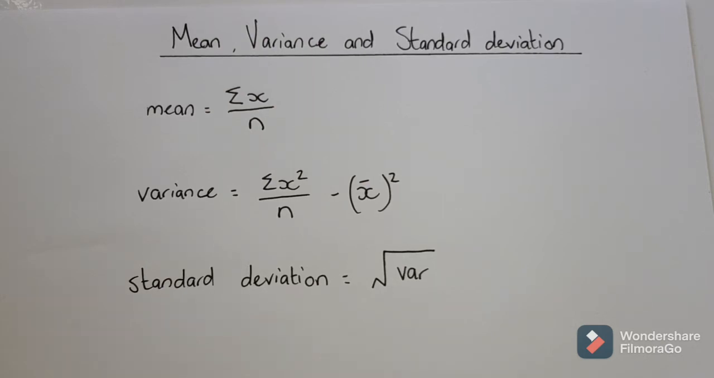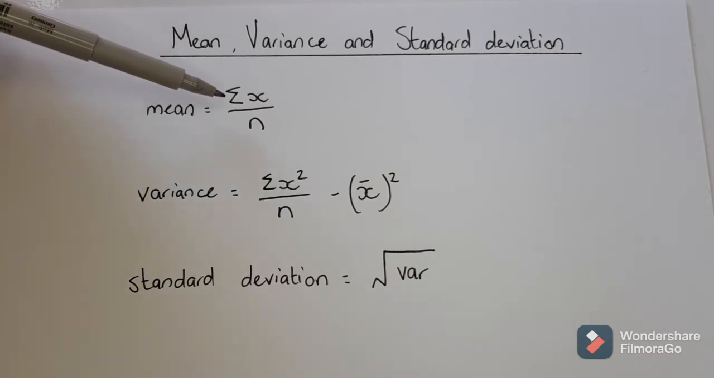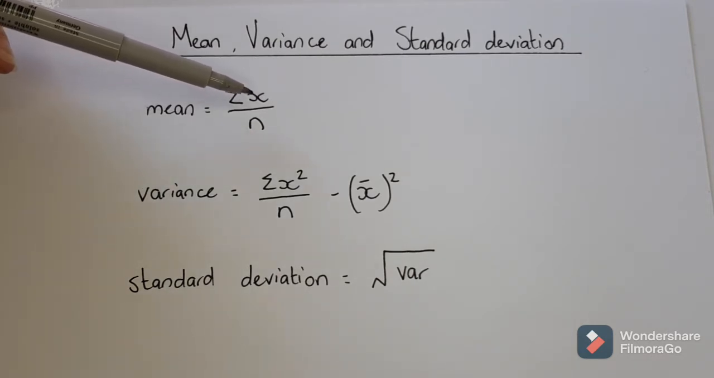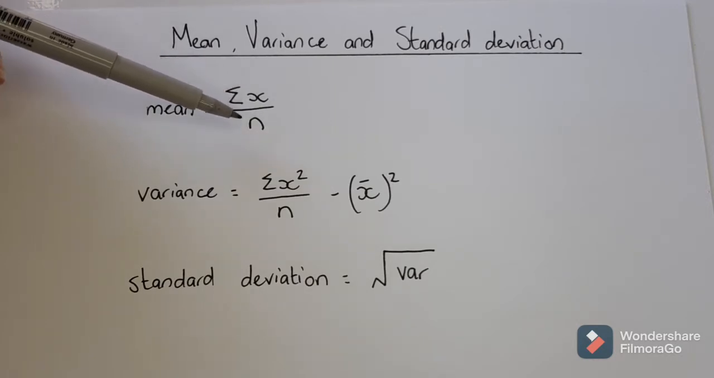Okay, so when we're asked to calculate mean, variance, and standard deviation, we have to use the formulas that we're given. So the formula for mean is going to be the sum of x, meaning we add all our individual x values together, divided by n, which is the total number of values that we have.